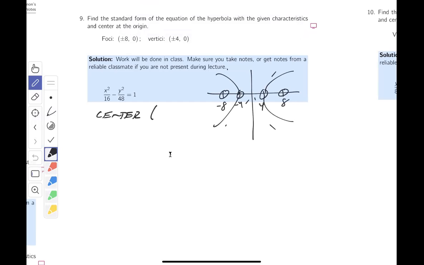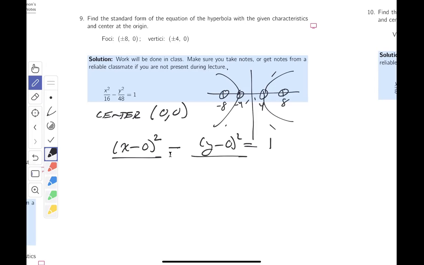Well, the center here, looking at it, is just (0, 0). I'm just looking at the picture. It's hard to get that wrong. So I know that I'm getting something: x minus 0 squared over something minus y minus 0 squared over something equals 1. I don't know the bottom numbers yet, though.